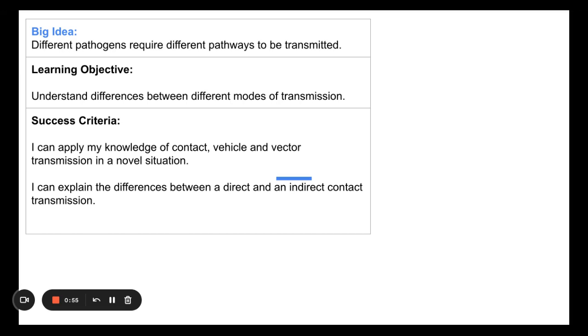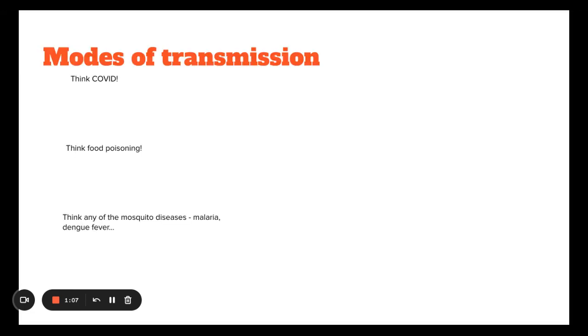And there are contact, vehicle, and vector transmission, right? So your goal should be to be able to apply your knowledge in a novel situation. And also know the differences between a direct and indirect contact.